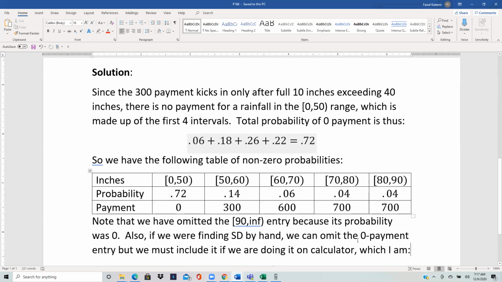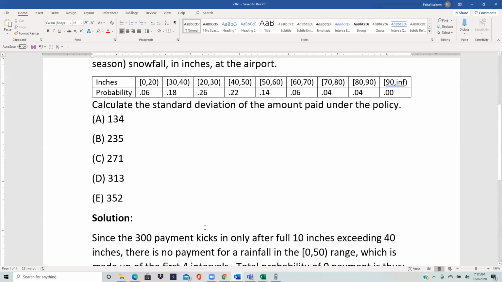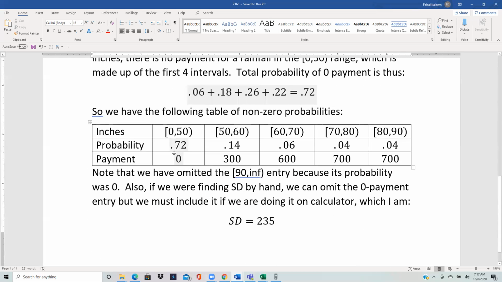And finally, note that if you are calculating the standard deviation of the amount paid by hand, by calculating the expected value of x and the expected value of x squared using the usual formula, you could even have omitted the 0 payment entry and considered just these three, because it is not going to contribute anything to either the expected value of x or the expected value of x squared.